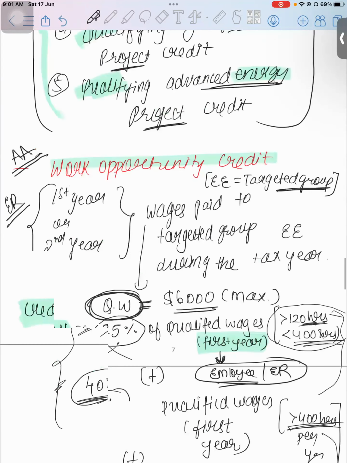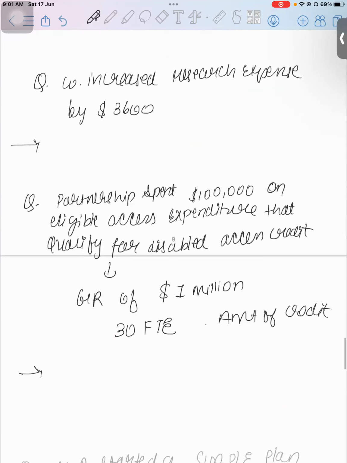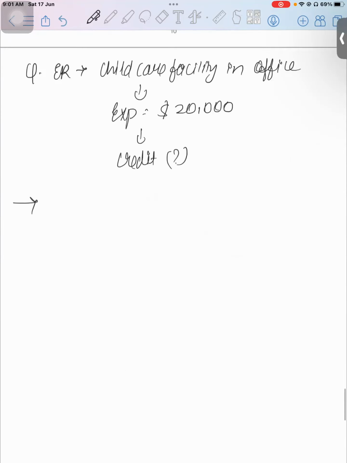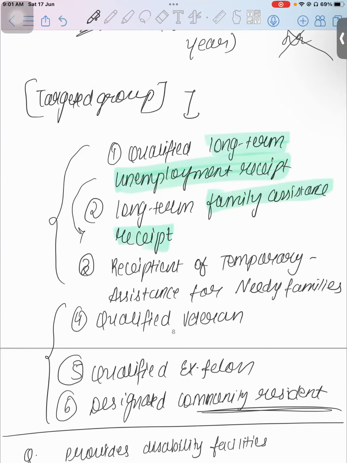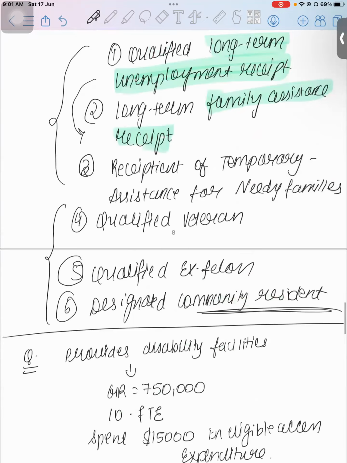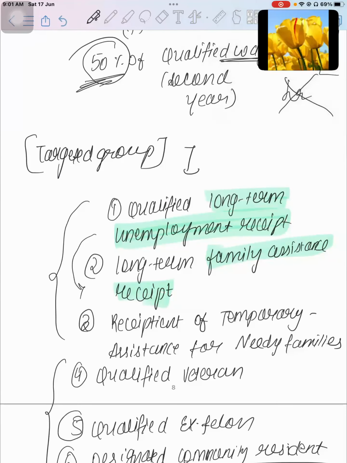Okay, so any question from you guys? We'll solve some questions which are important from the previous topics, and then we'll end today's session. So any question before we move to the question and answers? No questions?